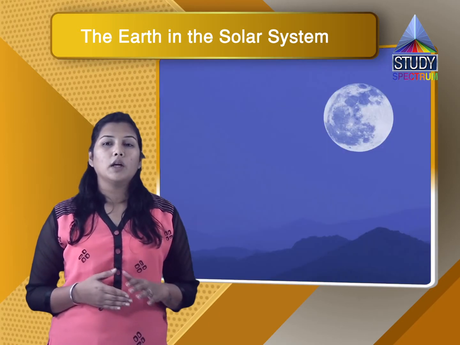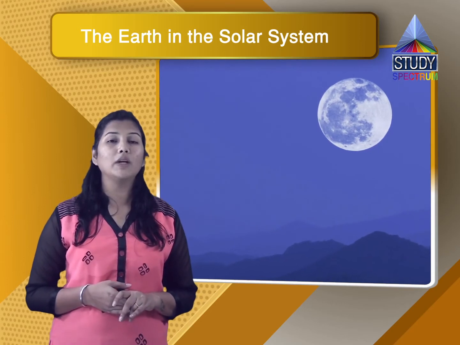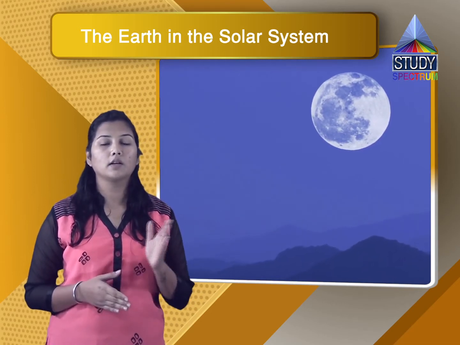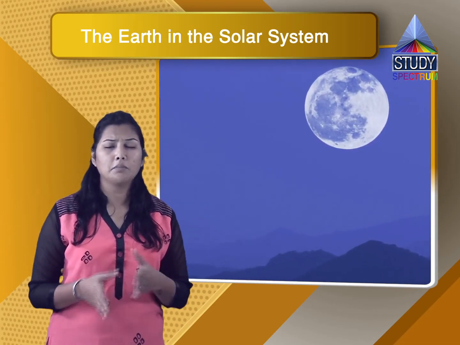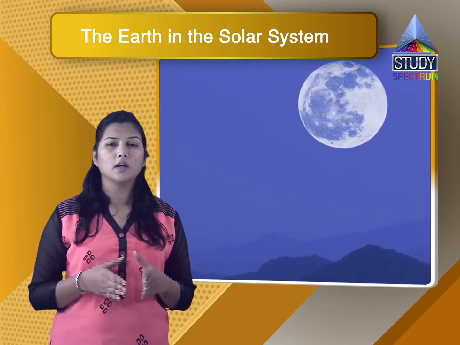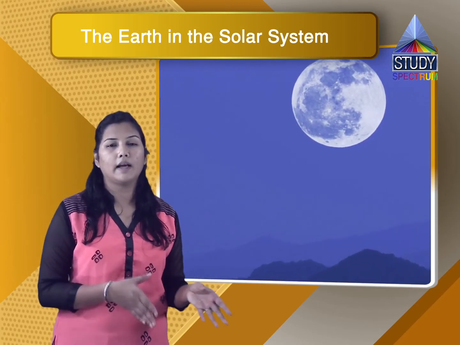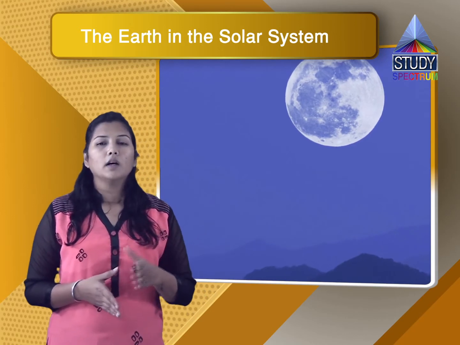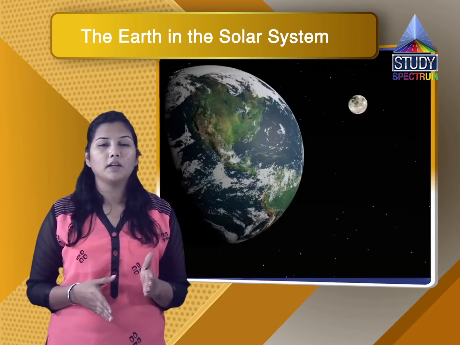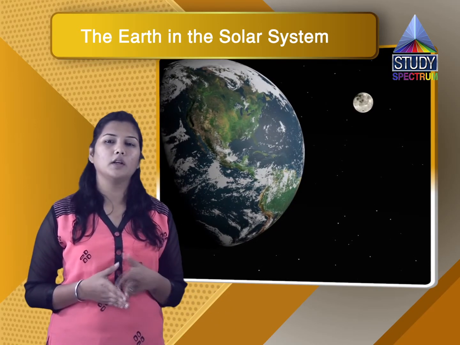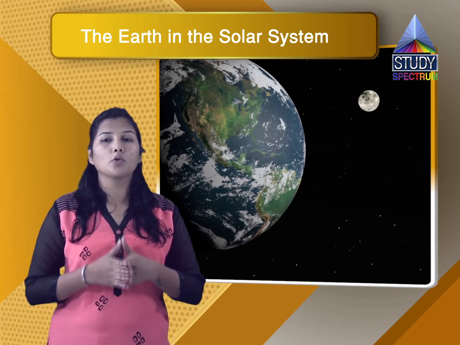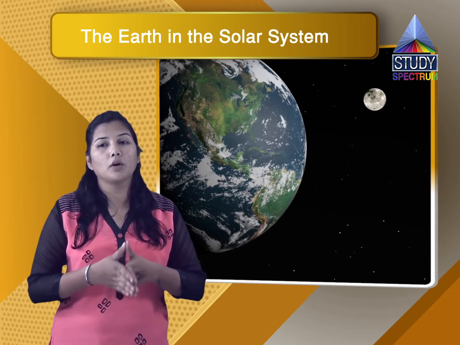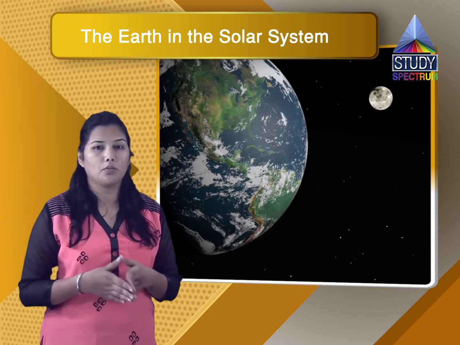Let's come down to the moon. That is the only satellite that the Earth has. A satellite, in layman's terms, can be understood as a companion of any planet. The moon has a diameter which is just 1/4 of the Earth, and it appears so big because it is nearer to us than any other celestial body.